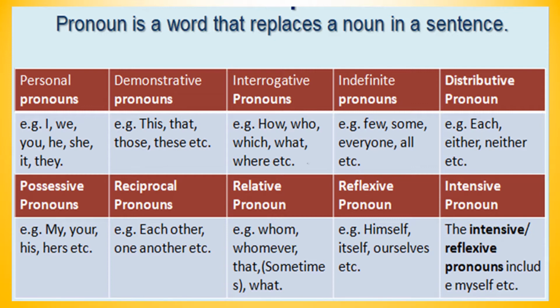Relative pronoun. A relative pronoun is used to connect a clause or phrase to a noun or pronoun. The clause modifies or describes the noun. Relative pronouns are placed directly after the noun or pronoun they modify. Examples of relative pronouns are whom, whomever, that, what, etc.